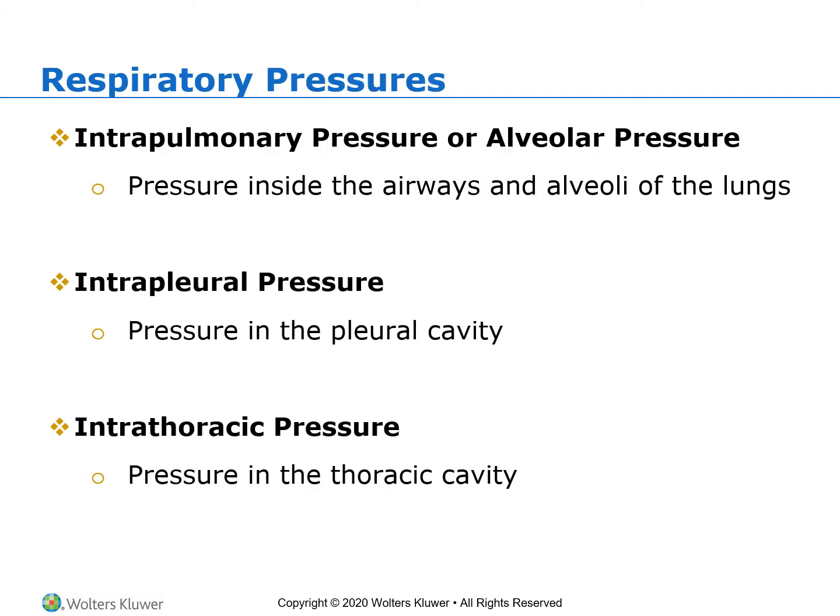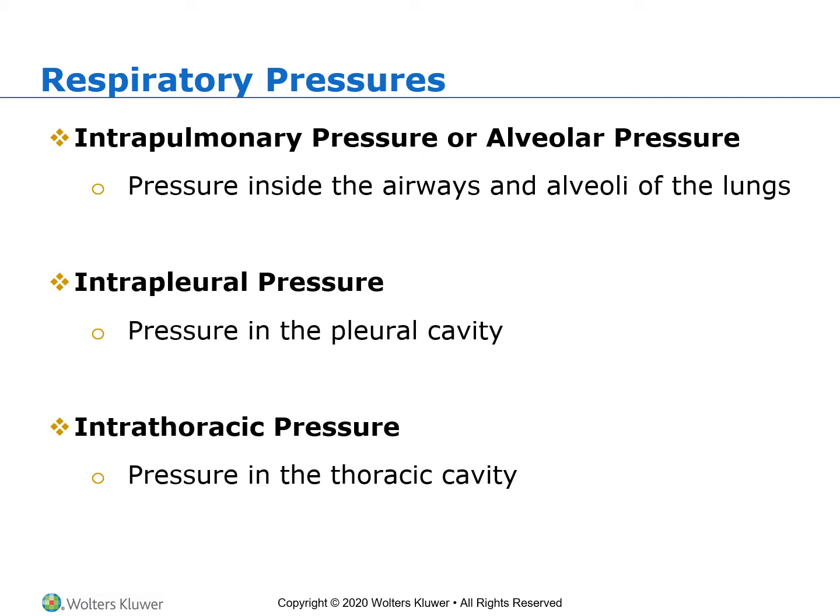Okay, respiratory pressure. We hear the terminology intrapulmonary pressure or alveolar pressure. So what does that mean? The intrapulmonary pressure, or alveolar pressure, is the pressure inside the airways and alveoli of the lung. The gases in this area of the lungs are in communication with the atmospheric pressure. When the glottis is open and air is not moving into and out of the lungs, such as between inspiration and expiration, the intrapulmonary pressure is zero, which is equal to the atmospheric pressure.